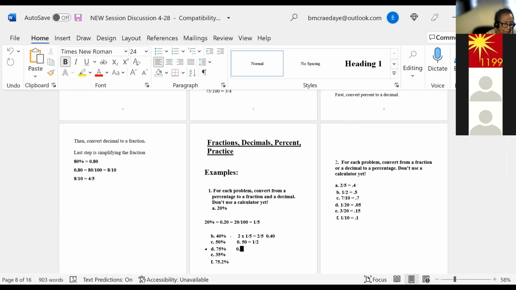75%. What is that as a decimal, Maureen? 75% is 3/4. Yes, but what is that as a decimal? 75% is what as a decimal? 0.75. That's it. And as a fraction? 3/4. That's it. Very good. All right. Now 35%, Mercedes. What is it as a decimal? 0.35. Okay. And what as a fraction?